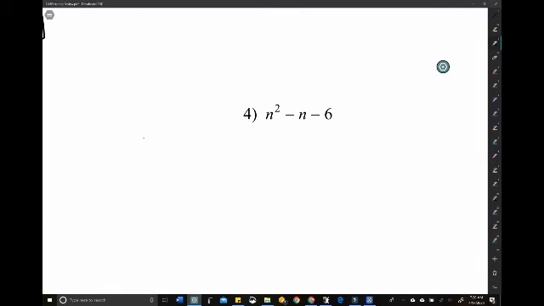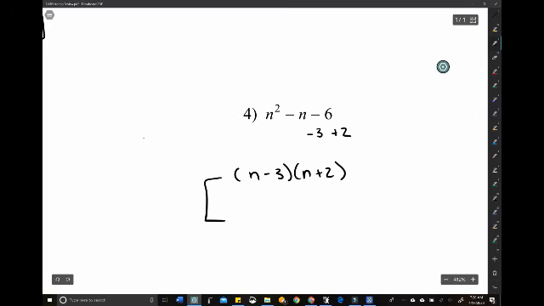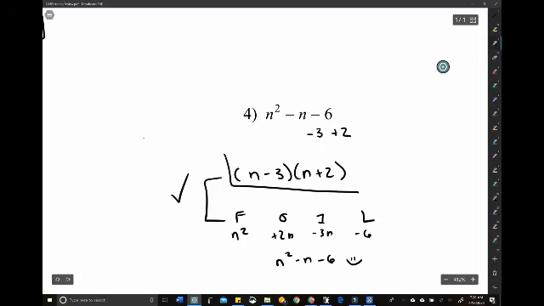And last one here, negative and negative. We could have negative 3 and positive 2, and that would be it. If you want to check your answers, you would do the FOIL process. So first, n squared, outers, plus 2n, inners, minus 3n, and lasts, minus 6. And then that gives you the same thing with which we started, so you're good to go.